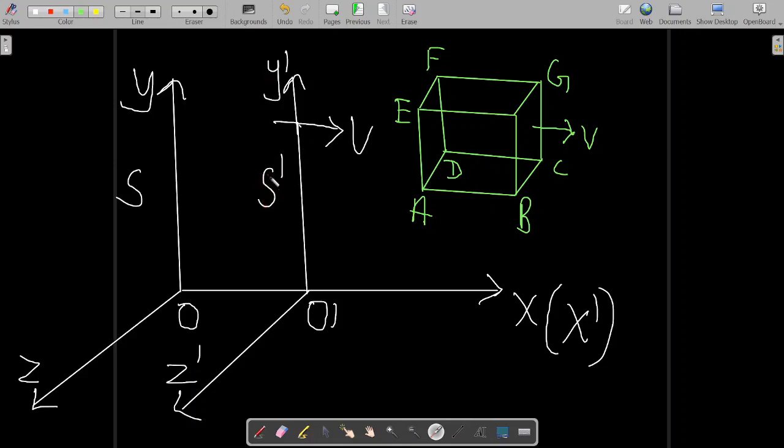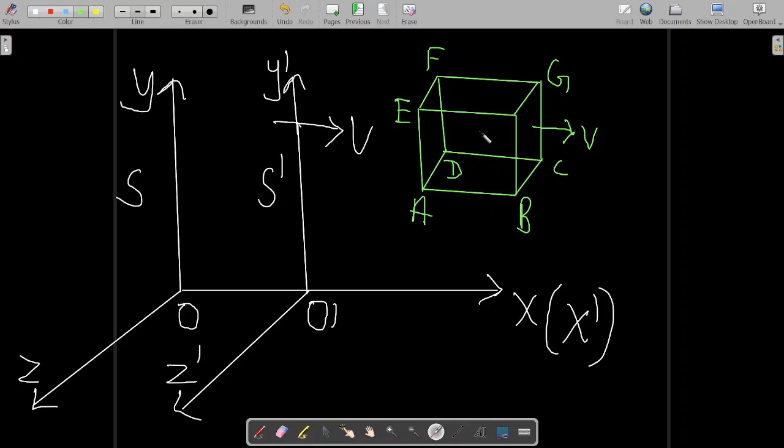This S prime frame is not a stationary frame. This S prime frame is moving with the velocity v in the rightward direction, and one green colored cube has been placed in this S prime frame. These are the vertices of this green colored cube: A, B, C, D, E, F, G, etc. This S prime frame is moving with velocity v in the rightward direction, and along with this S prime frame, this cube is also moving. For example, when you sit in a bus, what happens? When you sit inside a bus, you are moving along with the bus.